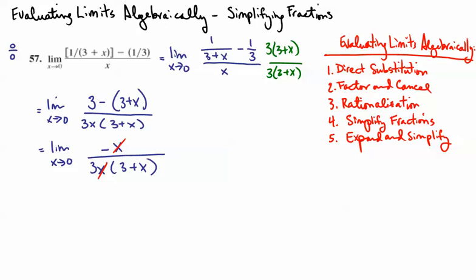Since the x being 0 in the denominator causes that factor to become 0 and the whole denominator to become 0 and undefined. Now when we simplify again, limit as x approaches 0 of negative 1 over 3 times 3 plus x. At this point we're ready to use direct substitution. We plug in x equals 0, we get negative 1 over 3 times 3, or simply negative 1 over 9. And so this is an example of evaluating limits algebraically by using simplifying fractions.